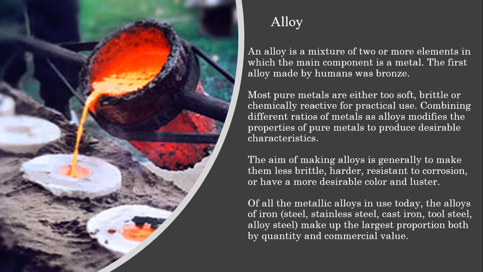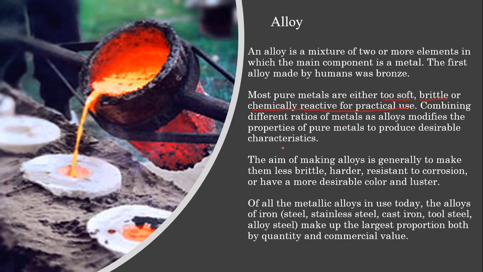The best example for a pure metal having these sort of properties is gold. Gold in its pure form, which we can call 24 karat gold, is too soft, brittle, or chemically reactive for practical use.